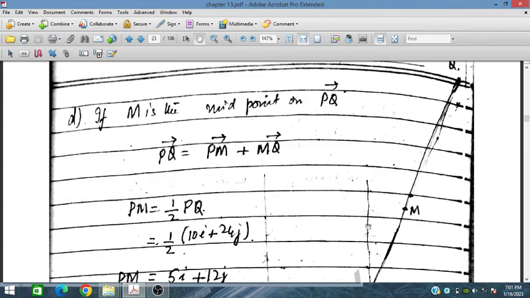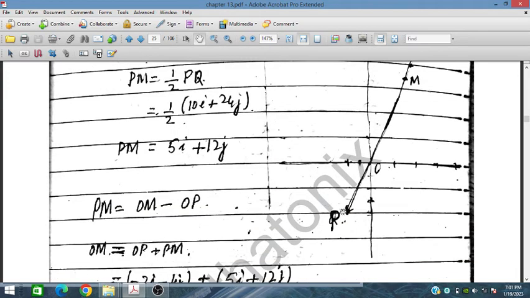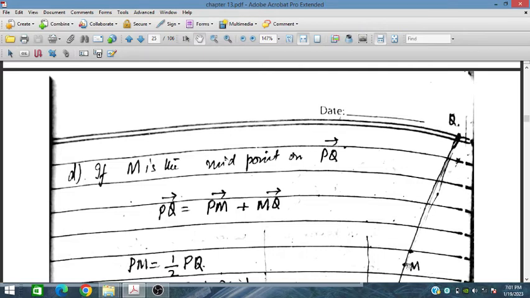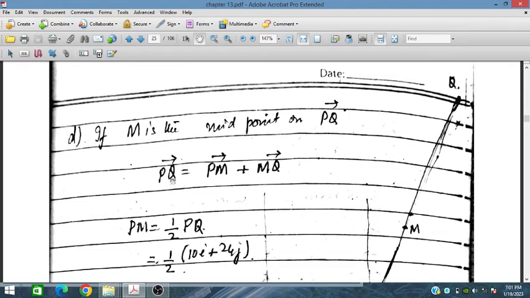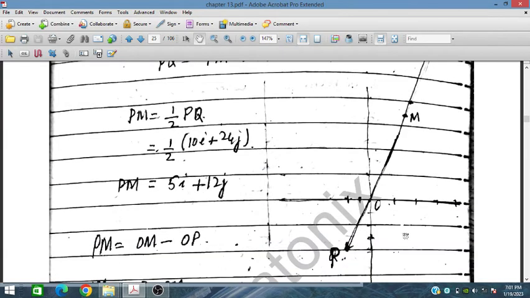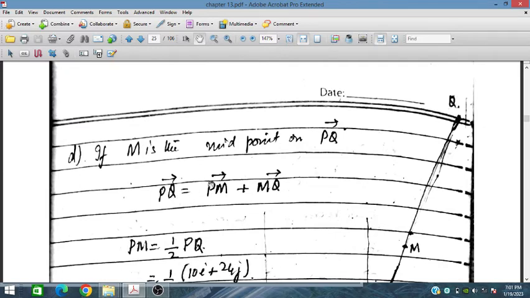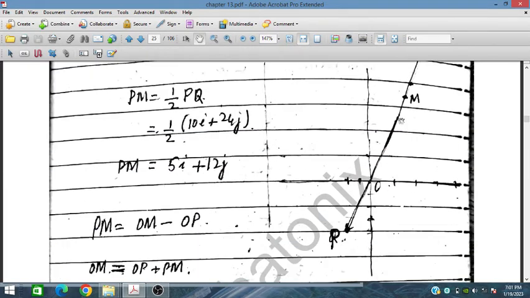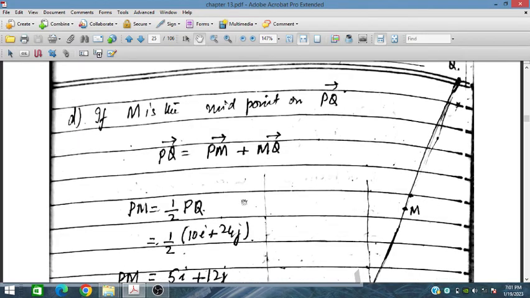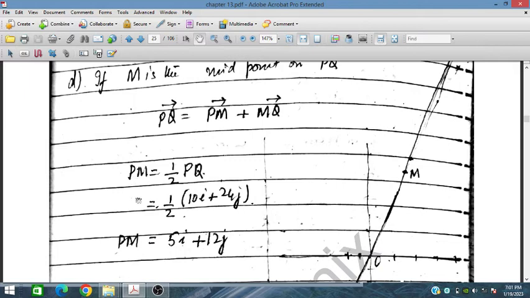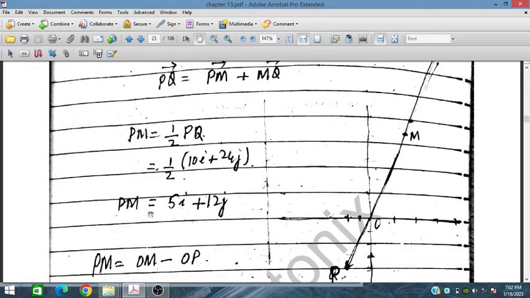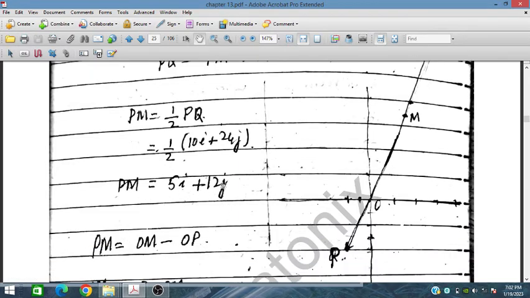And now we have this kind of picture. We have this P, and we have this Q, and M is the midpoint of PQ. So PQ is equal to PM and MQ, from P to M and M to Q. So PM is equal to half PQ. So this is half of this, so PM is equal to 5i plus 12j.